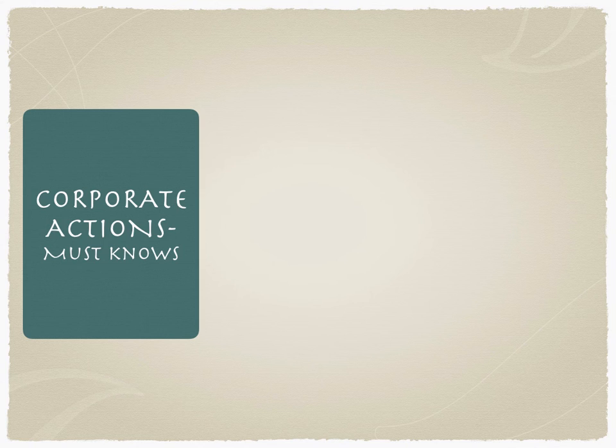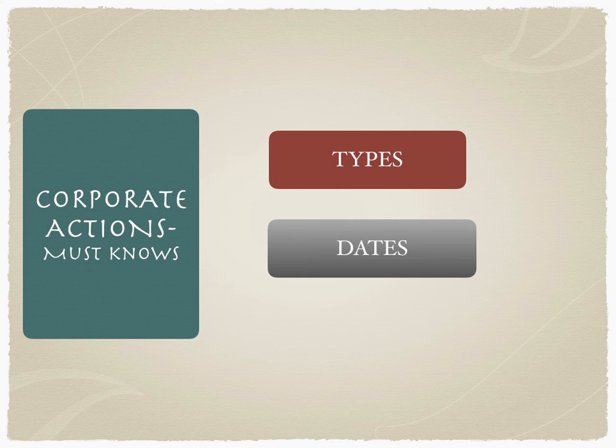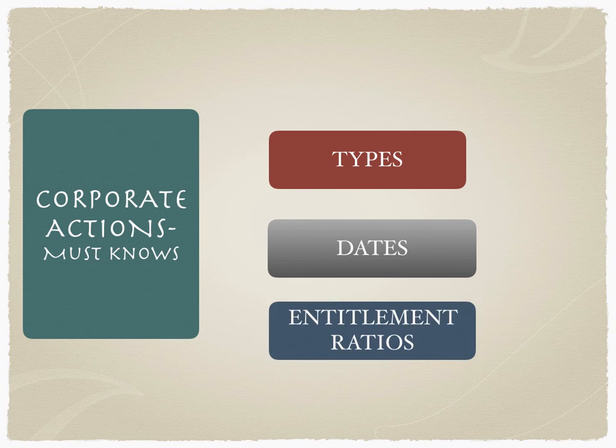Corporate actions, you must know these three things about corporate actions. The first one is what are the different types of corporate actions. The second one is what are the important dates in corporate actions. And the third one is what is the entitlement ratio. How do you interpret the entitlement ratio? How do you interpret the swap ratios? These three things, if you know, definitely you can clear the interview at a fund accounting firm or at a corporate actions firm, because these are the key elements of corporate actions.